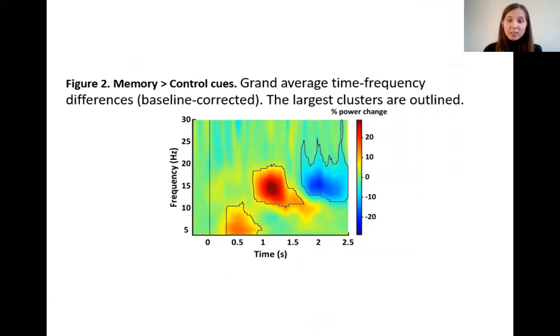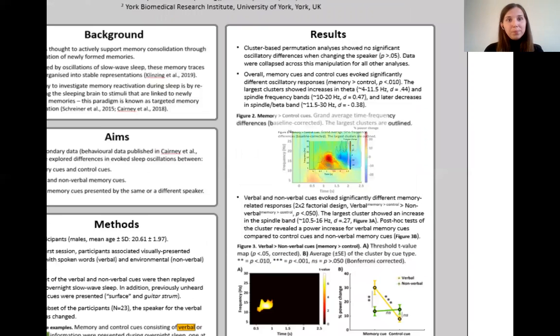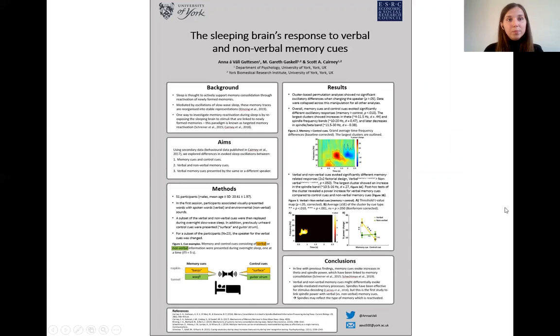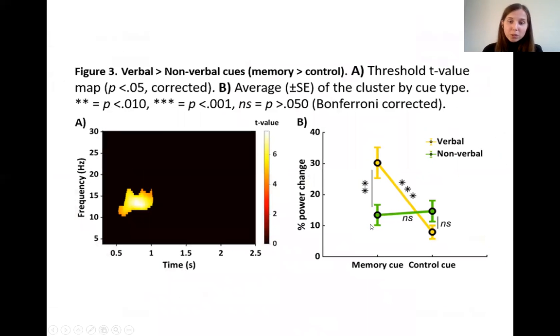We did find oscillatory differences between memory cues and control cues, where memory cues evoked an increase in theta and spindle band and later decrease in beta band. Interestingly, from a factorial approach, verbal and nonverbal cues evoked significantly different memory-related responses. So on the left, you can see a cluster, which shows an increase in the spindle band. And on the right, you can see post-hoc tests of that cluster, which showed an increase in power for verbal memory cues compared to control cues and nonverbal memory cues.